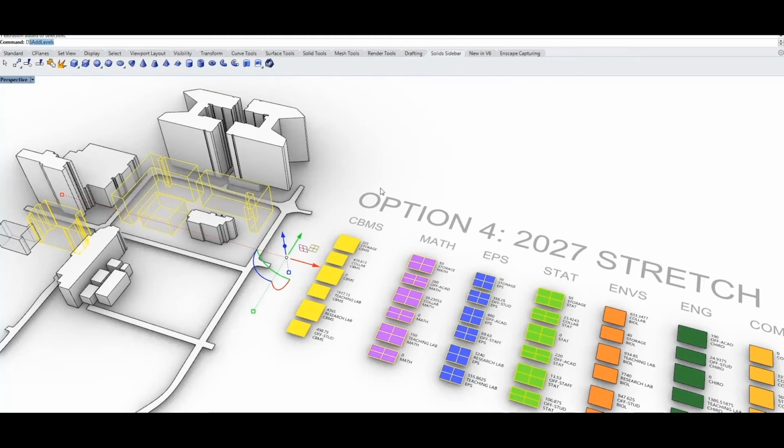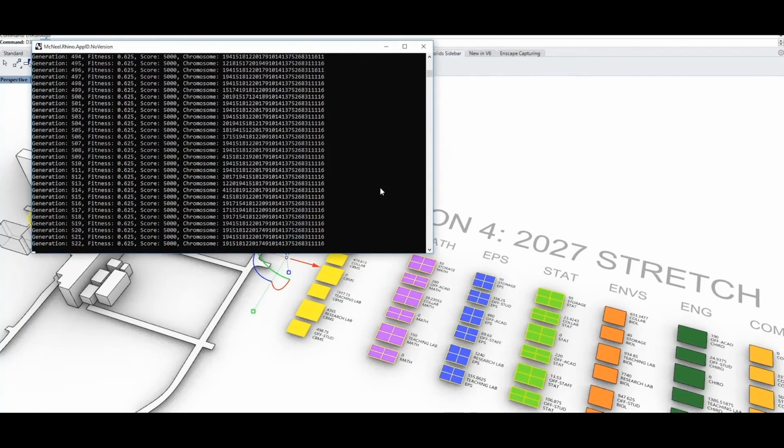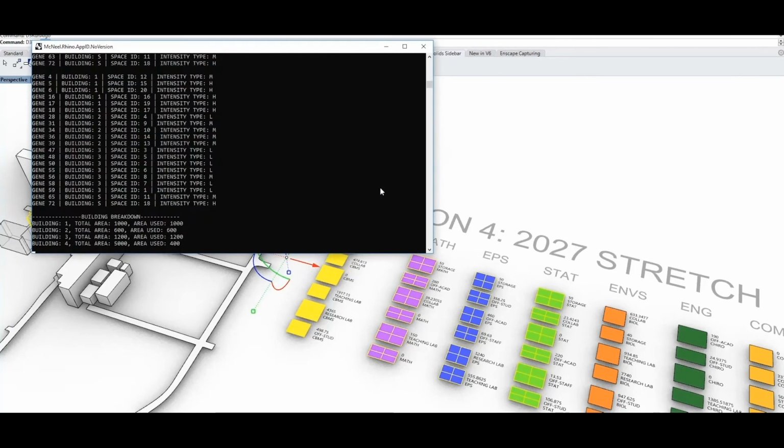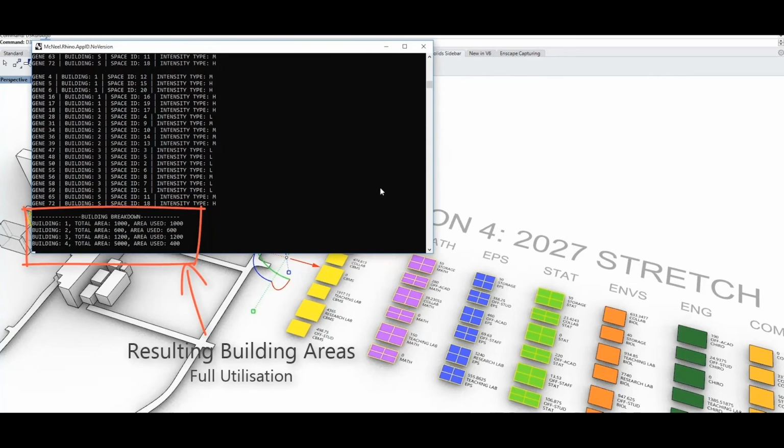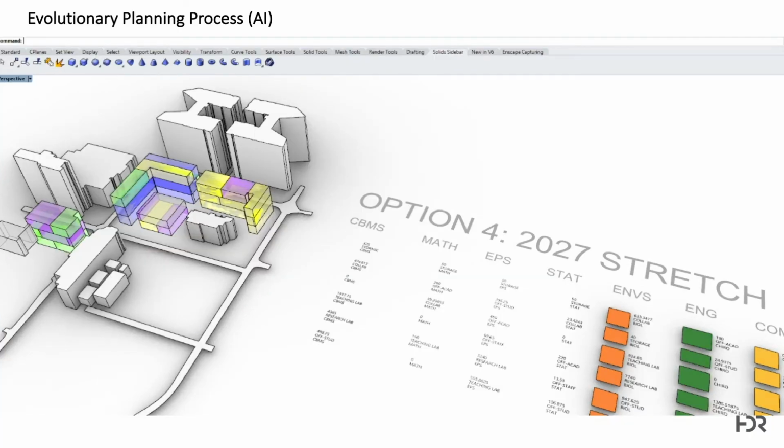What you saw there was it cycling through. What it was doing is it's actually running 100,000 iterations. It's evolving and learning. It's using AI to start looking at how we can take all that space and block and stack in the most efficient manner with the requirements associated with it. So let's say an operating theatre and a recovery, they need to be associated together.